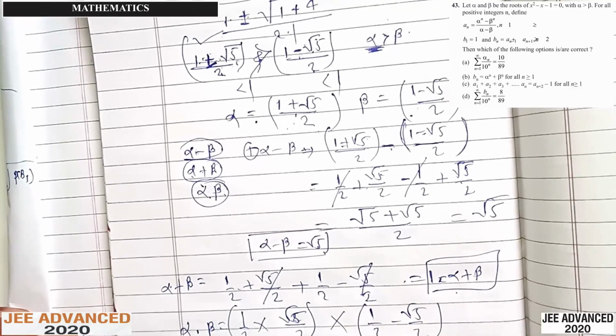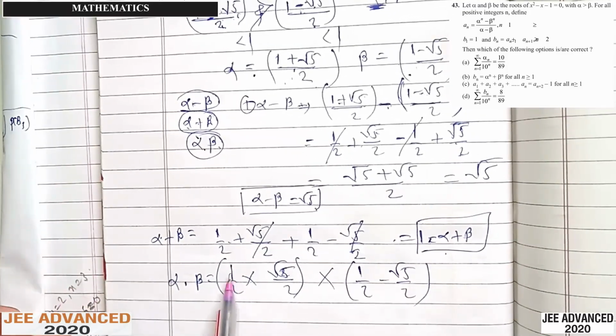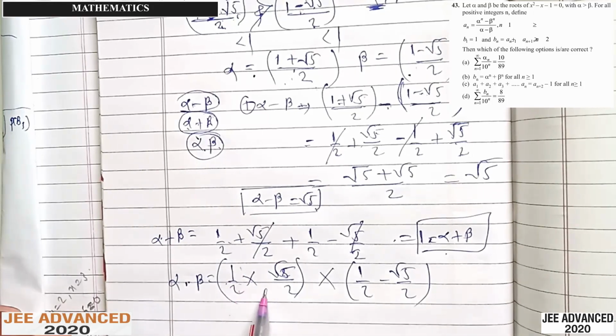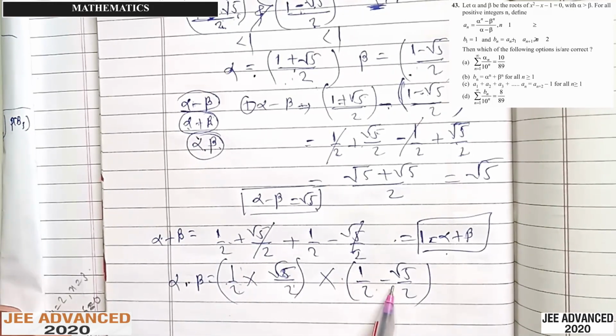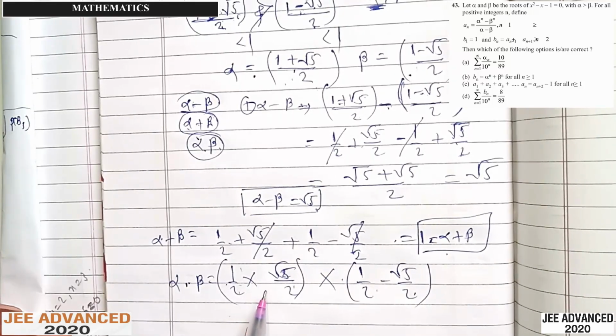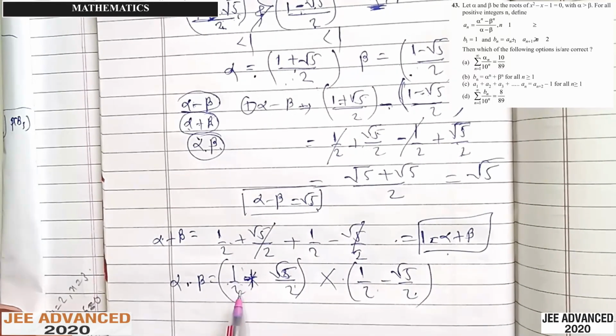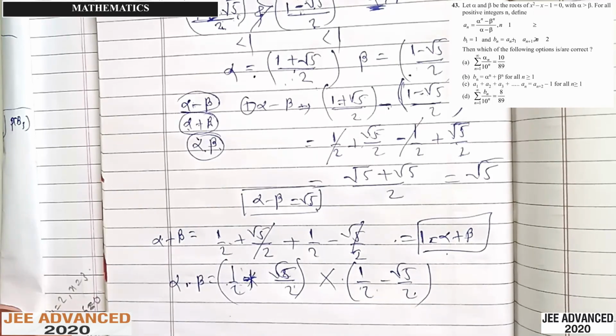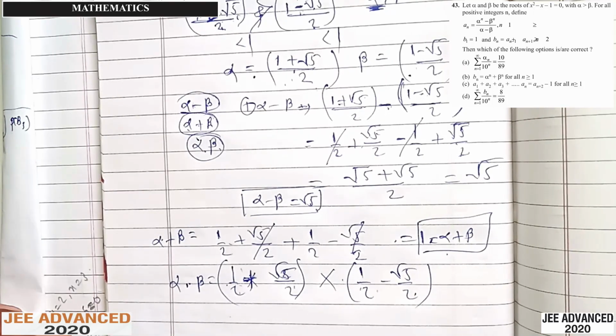Okay, so multiply these two brackets: alpha multiplied by beta, (1/2 + √5/2) multiplied by (1/2 − √5/2). It is a plus here, this multiplied by this. So you have to go for the multiplication of these two brackets.